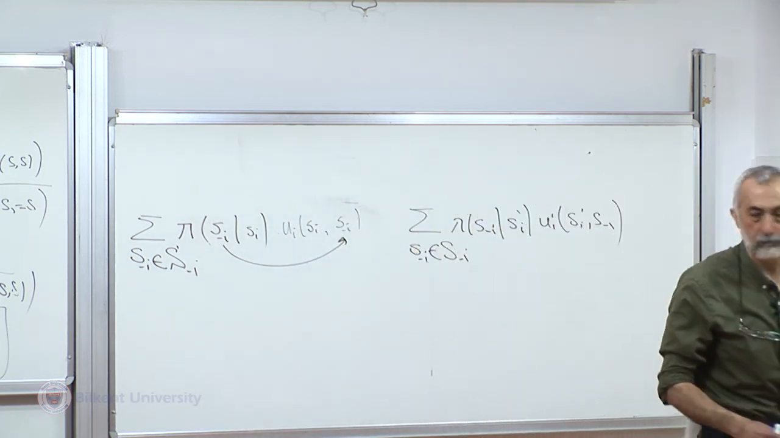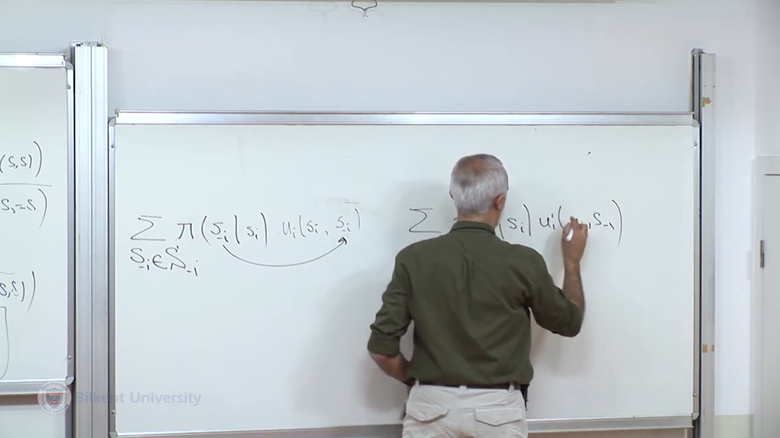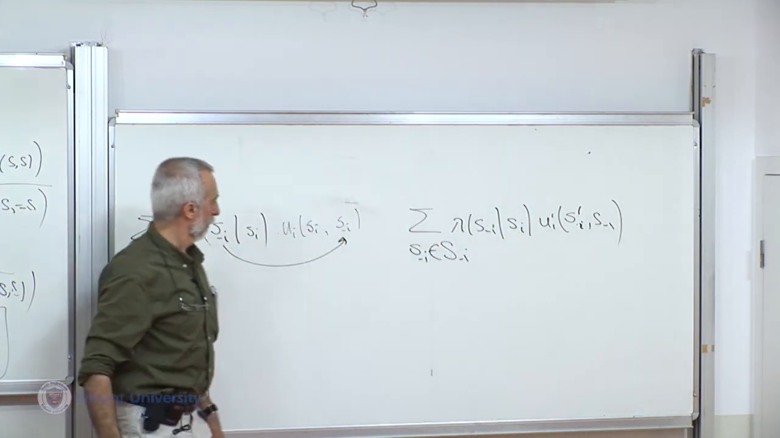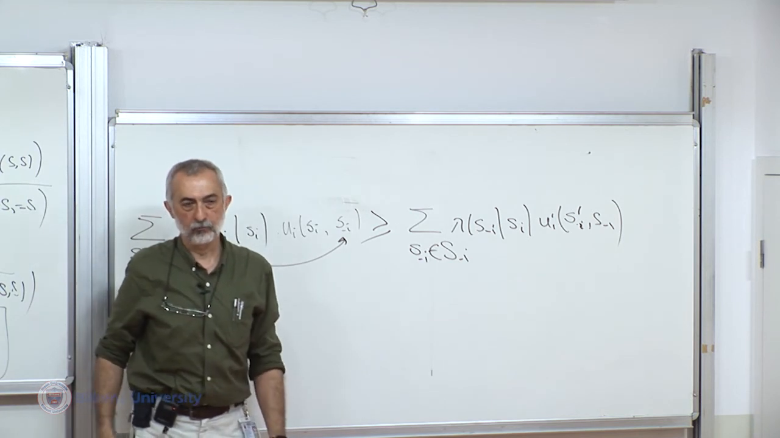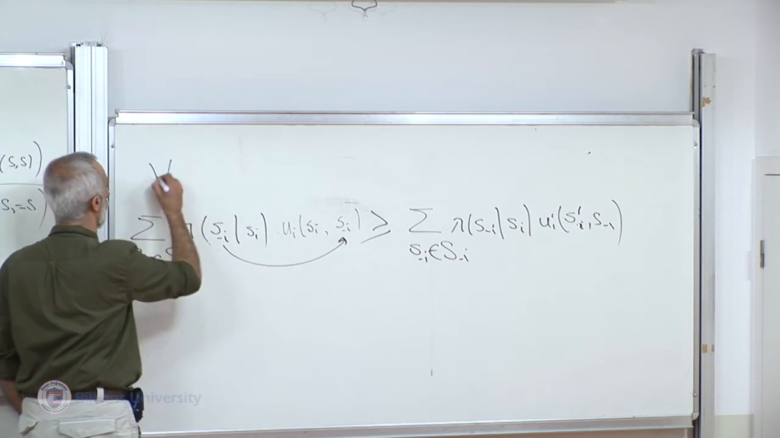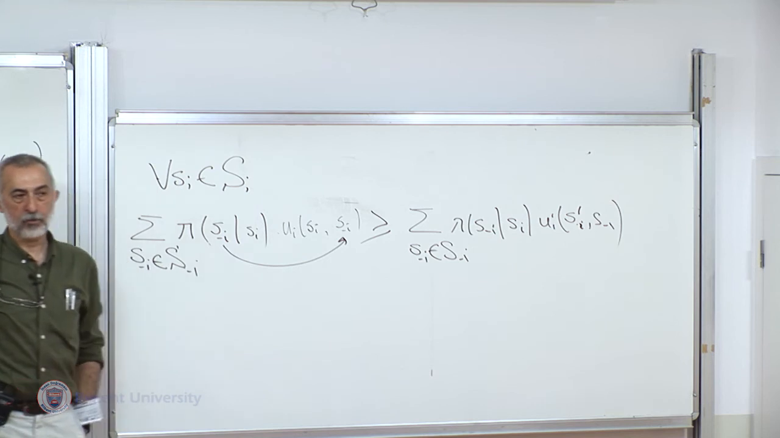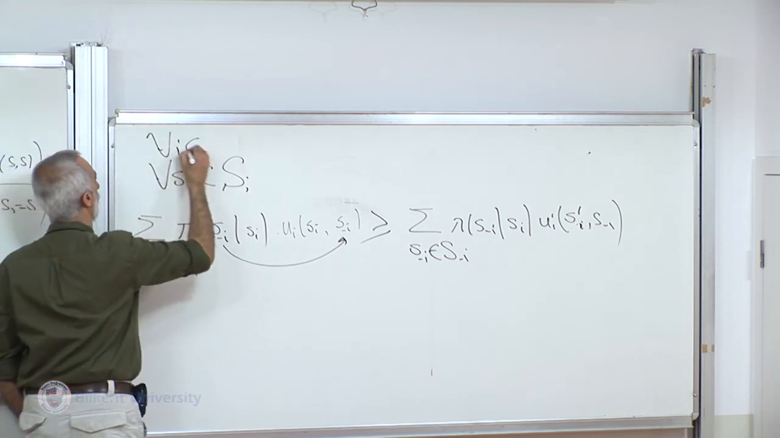Is it SI prime or SI? This is SI, this is SI prime. Okay? So what do we want? We want this number to be greater than or equal to this. Okay? And we want this to be the case for any recommendation that player I receives, and for every player, exactly.